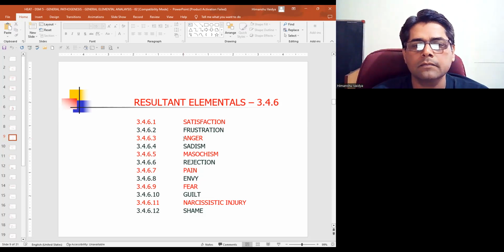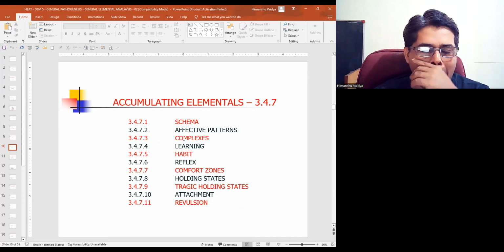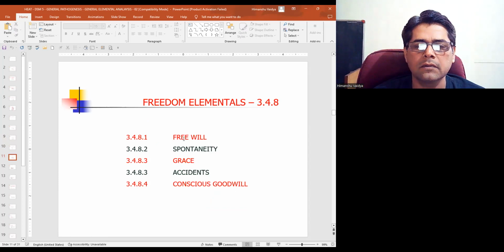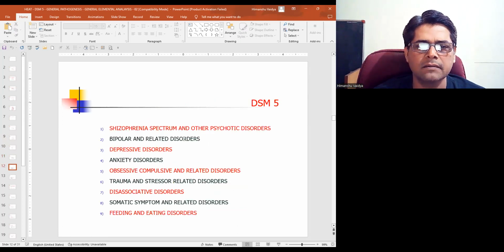6.9, 6.10, 6.12 become very important. 6.2, of course, is important. 7.1, 7.2, 7.3, 7.6, 7.10, and 7.11 also. All the five are impaired or not present.